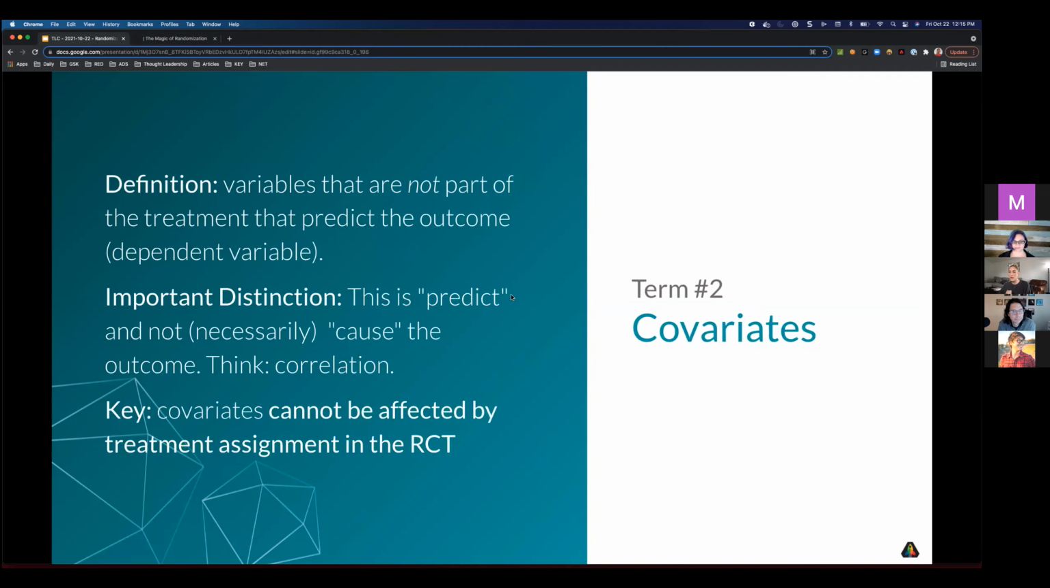Another key about covariates is that they cannot be affected by treatment assignment in the RCT. So our intervention of treatment cannot affect these, and whether they fall in treatment or control should not be tied together. Treatment assignment should always be independent of all these other characteristics, other than them receiving treatment.